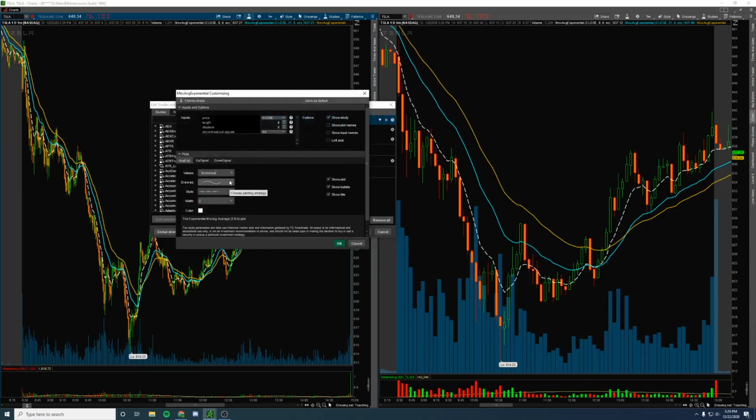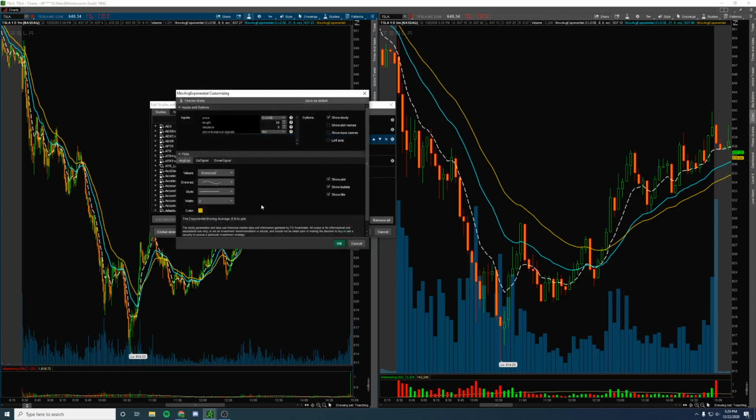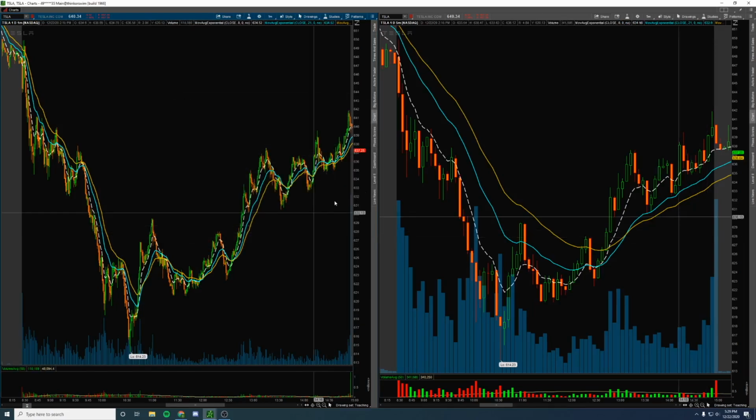My 8 EMA will be this white dashed line. It uses closing price. My 21 EMA is this cyan, teal, bluish line, again closing price. And then the 34 EMA will be this yellowish, goldish line, again close price. And yeah, I use that.